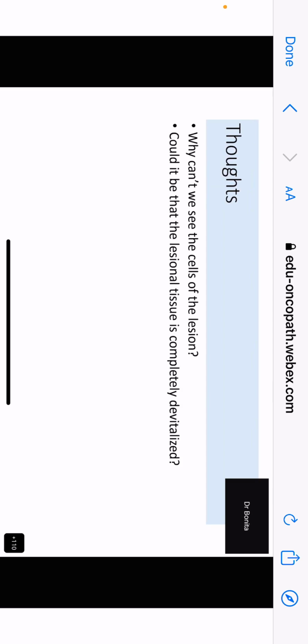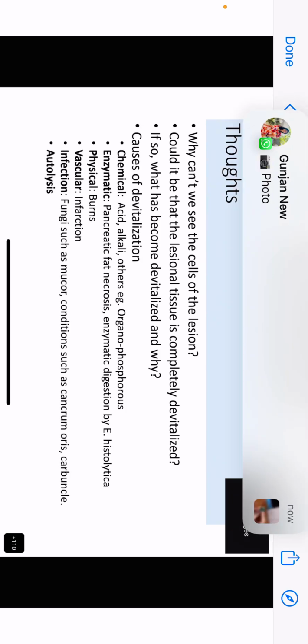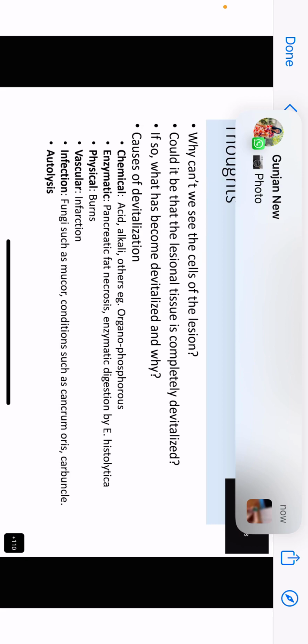So, this is it, no? The lesional tissue must be completely devitalized. Oh, yes, it can be ischemia. So, why did it become devitalized? Now we have to think, no? And there are some causes of devitalization. One is chemical, the other is enzymatic.